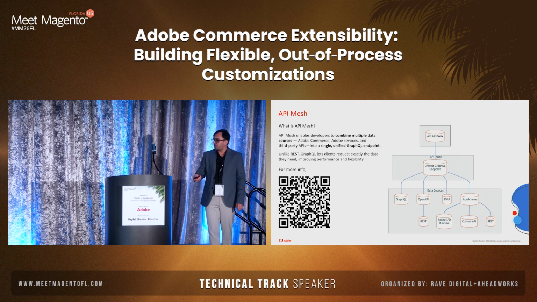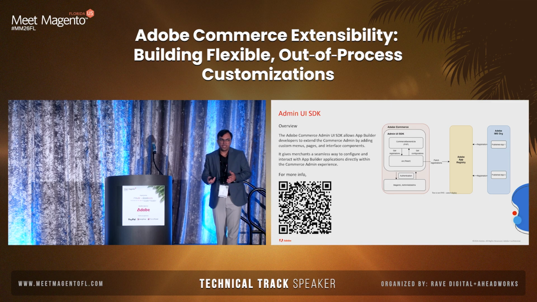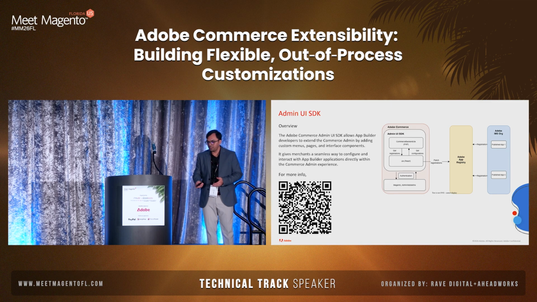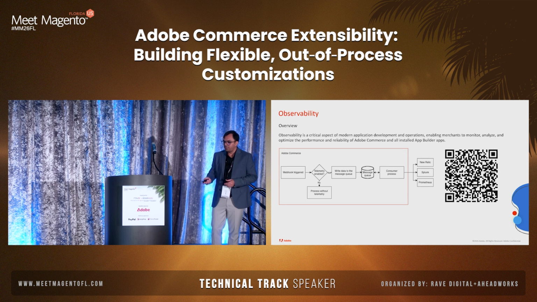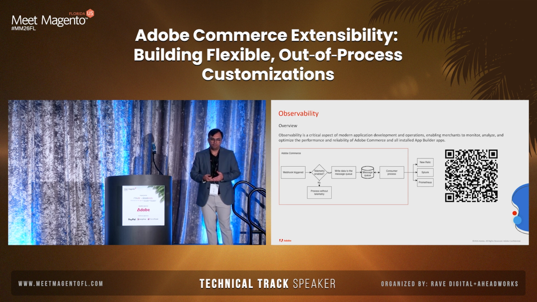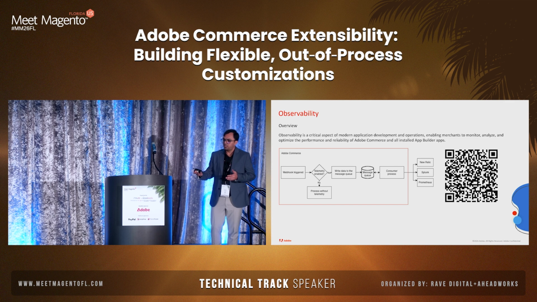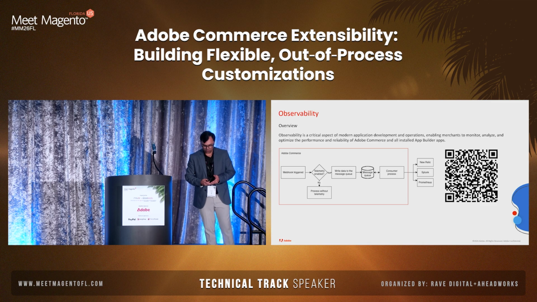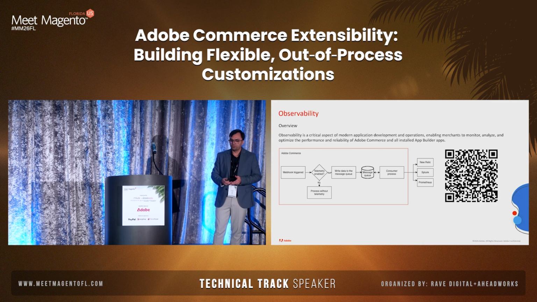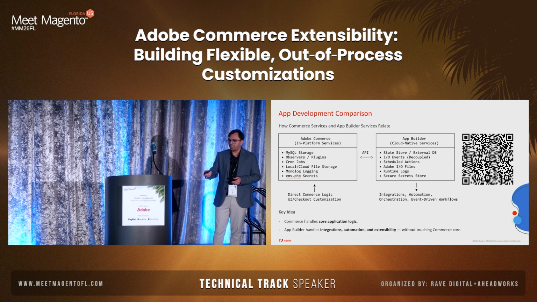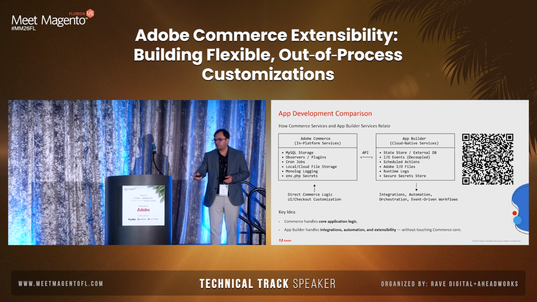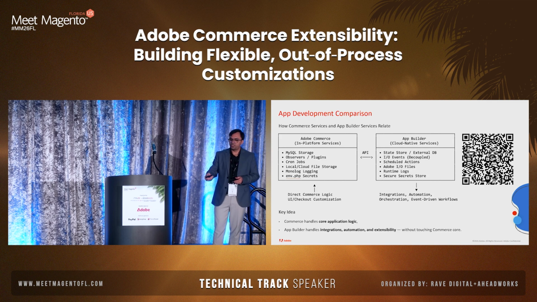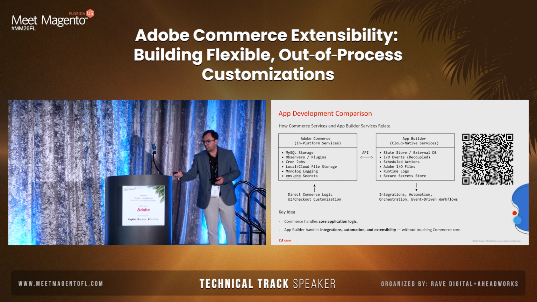I'm not going to go over API Mesh again. As I mentioned, it's a unified graph. Admin UI SDK is used to extend your Adobe Commerce backend. Observability is about your events, your data, and your logs being transferred to New Relic or any monitoring system that you are using. Again, this is a good comparison if you want to take a screenshot of it. It's a good comparison of in process versus out process: database storage, cron jobs, how you can do it in process and how you can do it out of process.